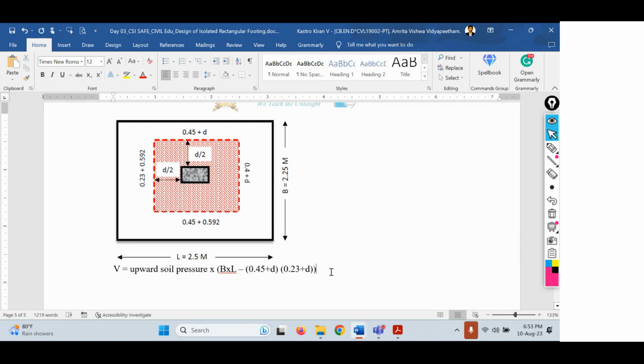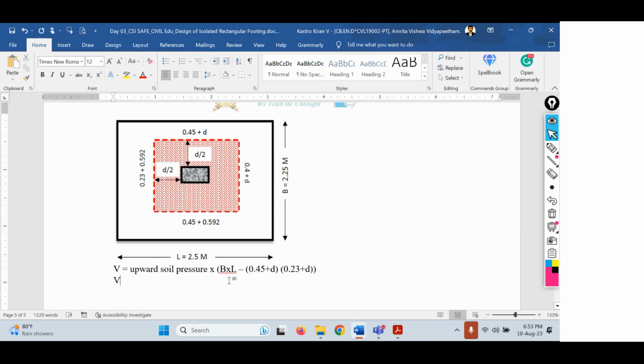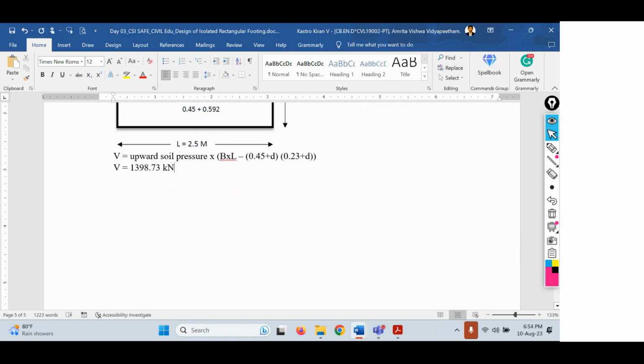Once you solve this, you are going to get the value of V. We know the upward soil pressure, the width of the footing is 2.25 meters, the length of the footing is 2.5 meters, and the value of d is 0.592, that is 592 mm. Once you solve this, you are going to get the shear value as 1398.73 kilonewtons. This is the shear force value. Now let us calculate the ultimate shear force, which equals 1.5 times 1398.73, that equals 2098.106 kilonewtons. This is the ultimate shear force.